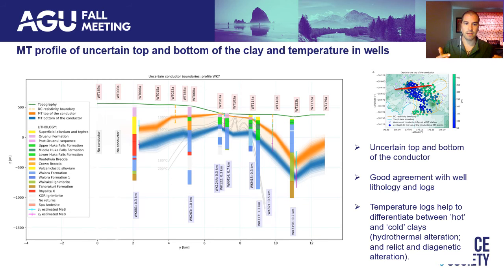So this is an example of how our inversion looks. The red, blue and orange envelopes show our uncertain estimation of the most probable location of the top and the bottom of the conductor, inferred from the methylene blue data and the MT data.